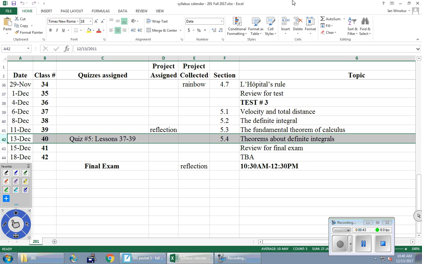Monday is a regular class day, yeah? That'll be a review day. So that's what we've got coming up. Friday and Monday is just review days, and then the exam is Wednesday. Any questions on the calendar?